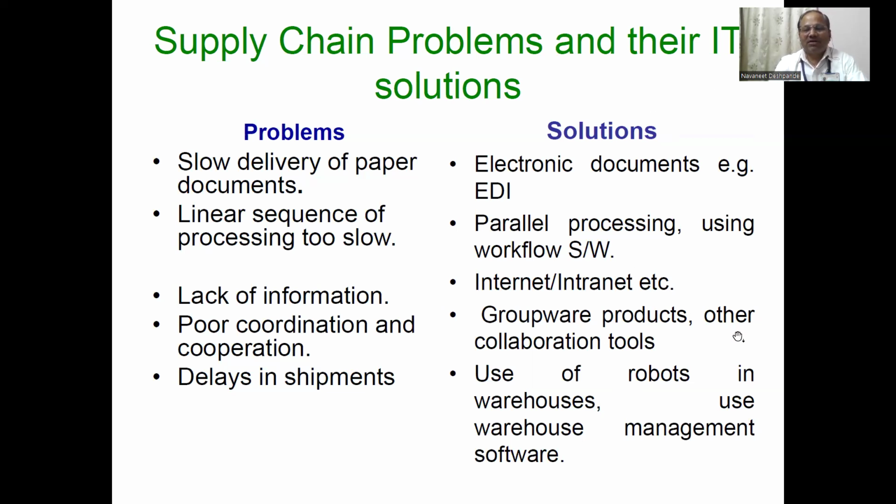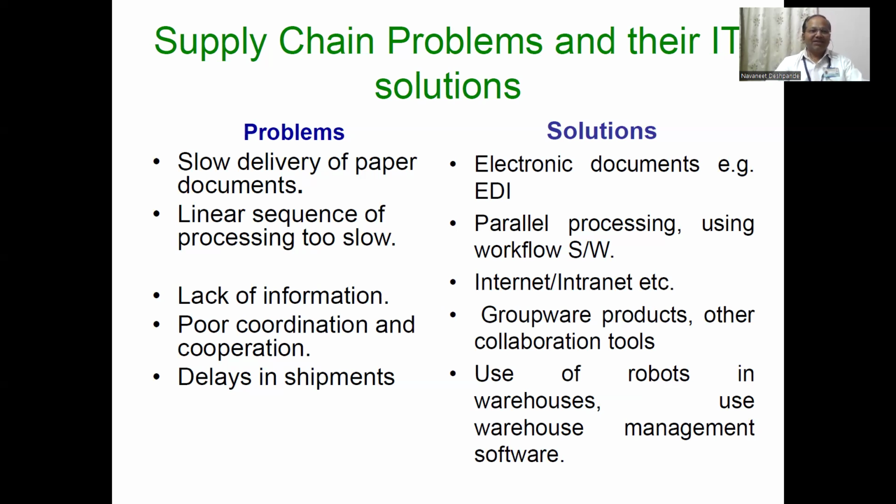There was a lack of information progressively, which was hindering the processes, for which they enabled groupware products. Some of them were legacy products and others were collaborative tools. There were problems of poor coordination and cooperation between various departments, and there was a delay in shipment, which was eventually handled by usage of Internet of Things, robotics in several warehouses, and warehouse management software.